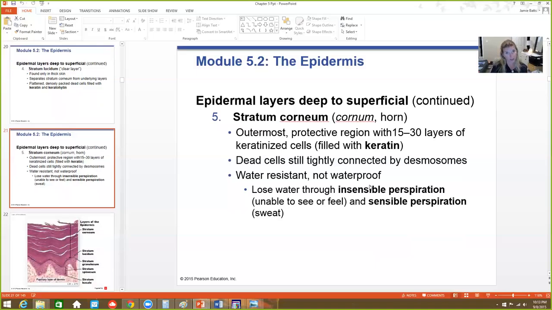The dead cells are still connected, so they still form that nice covering. And you're still able to lose water through these cells. They're water resistant, not waterproof. So water can come in and water can also leave the body through what's called insensible perspiration. This is the perspiration that you don't even realize that you're doing. Your body's just naturally giving off some sweat.